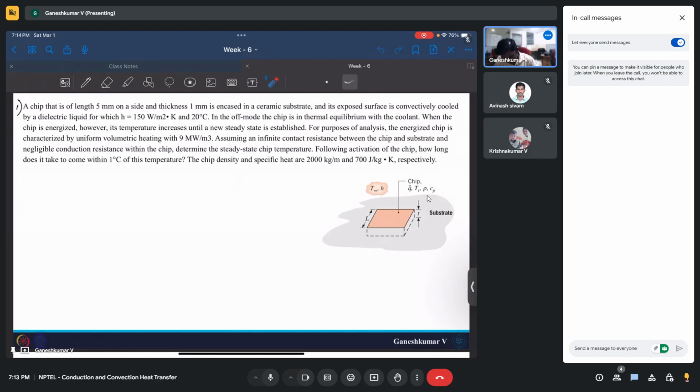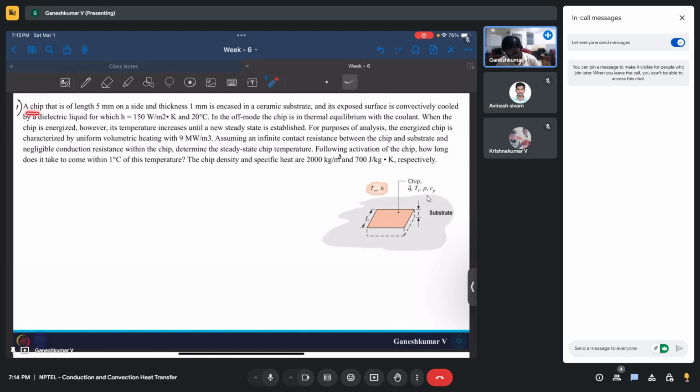Okay. All right. With that, let's get into today's problem. What we have here is about electronic cooling. I think we already solved one such electronic cooling problem maybe in one of the previous weeks. Here also it is a similar problem.